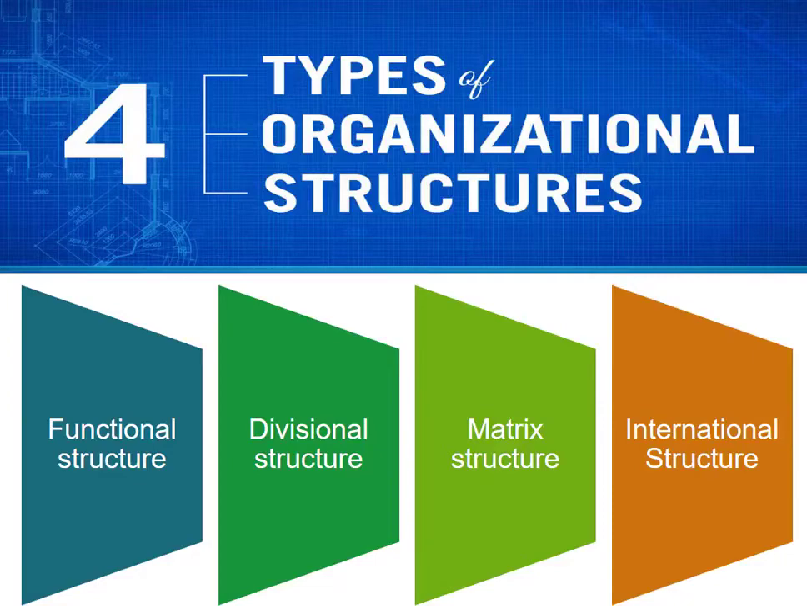Now, a so-called matrix structure is organized along 2 dimensions instead of just one. It's going to be combining some of these dimensions. For example, a functional and a divisional structure combined. That would be an example of a matrix structure. And using a matrix structure can add flexibility and adaptability to your organization. And this can either be permanent or temporary for a specific project.